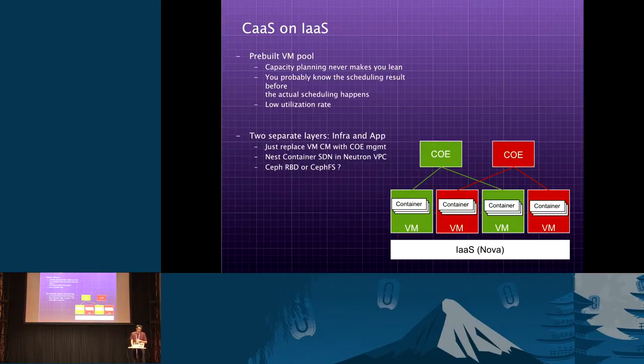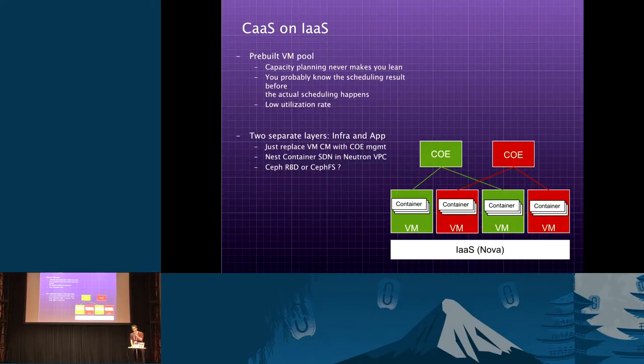Another major problem is that you have two layers to manage. One is the infrastructure: you still have the VPC, the SDN, the storage, the VM instances to manage. And you have the application, which is the container, to manage. You need to schedule them, orchestrate them, do service discovery and whatever else you need. Basically, this just replaces VM configuration management with cluster management. You need to manage the scheduler, Mesos, Kubernetes, Swarm, whatever. And you need to nest your libnetwork container network in your Neutron network.